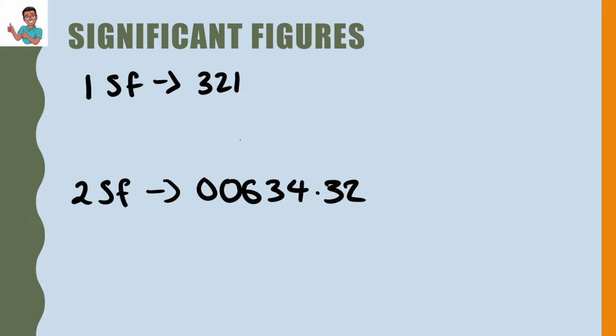Let's round 321 to one significant figure. The first significant figure is 3, so we draw an arrow. We focus on the 2, which rounds down, so the number becomes 300. The second question is asking us to round 00634.32 to two significant figures. The first significant figure is here, and the second one is here. We draw our arrow onto it, and we focus on the 4, which rounds down, so therefore this number becomes 630.